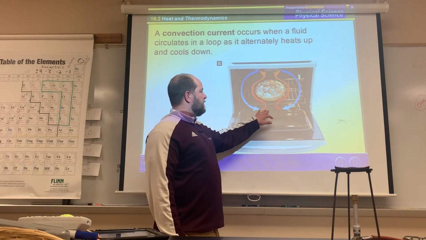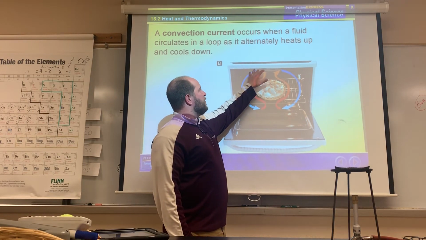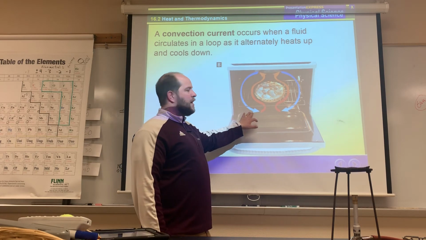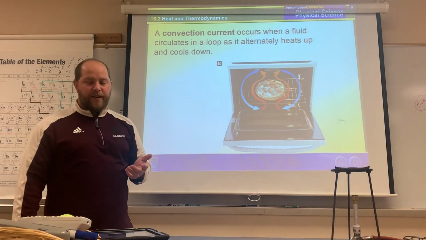The warm air is heated up by the coils at the bottom of the oven. It rises to the top where it gets a little bit cooler, and then the cooler air comes back down and gets reheated back up. So this would be called a convection current.